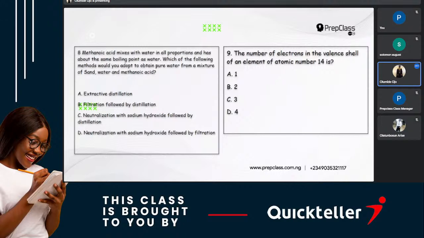So number nine. The number of electrons in the valence shell of an element of atomic number 14. So let's look at atomic number 14. That would be 2, 8, and what? 4. Is it 14? Yes, that would be 2, 8, and 4. So the valence electron will be what? 4. Do you get that? Yes, sir. Good.